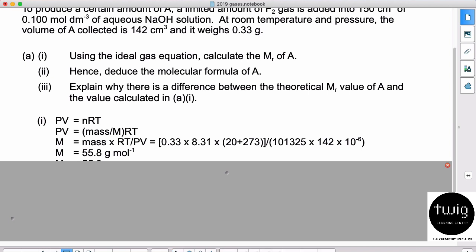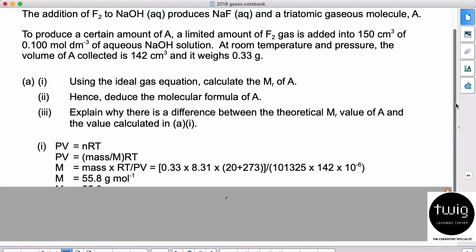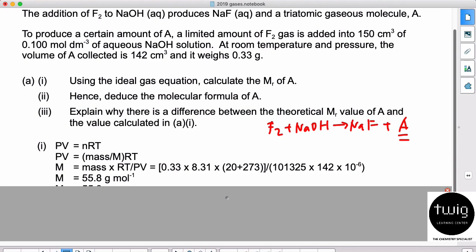So you have to look at what the reaction is, right? They say F2 plus NaOH produces NaF and a triatomic gas. So what's a triatomic gas? You only have a few elements to play with. You only have NaOH and F, so you don't have many elements to play with. Since it's also a simple molecular gas, I believe you can use O, H, and F. F is 19, O is 16, and H is 1. Triatomic means 3 atoms in a molecule.